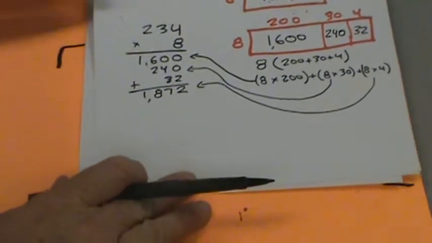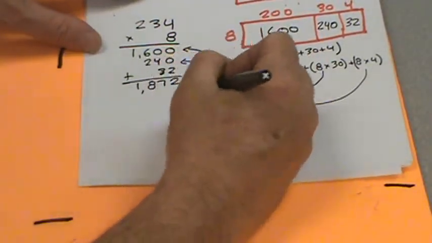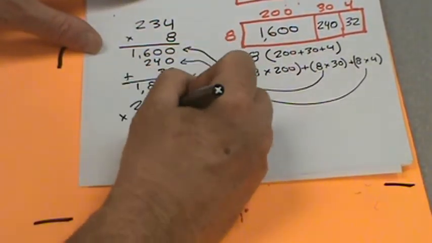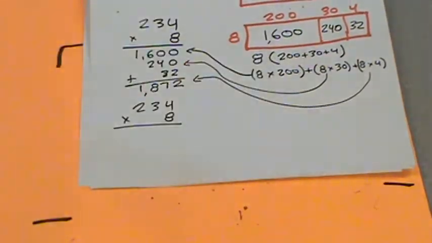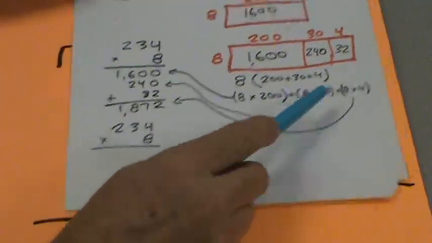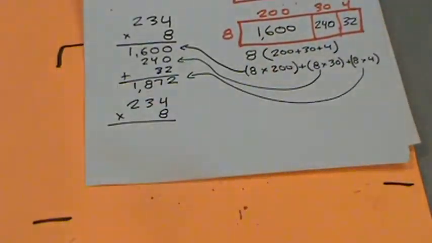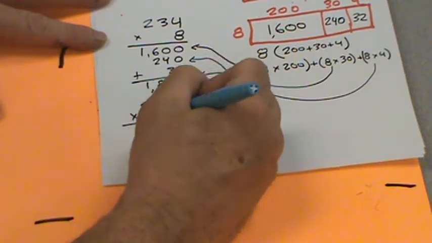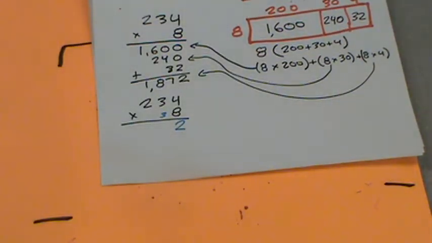Let's take a look at the standard algorithm. And you'll see a thing of beauty. 234 times 8. So 4 times 8. We know what that is from our area model up here, right? 4 times 8 is 32. There's my 2. There's my 3. 32. 3 tens, 2 ones.